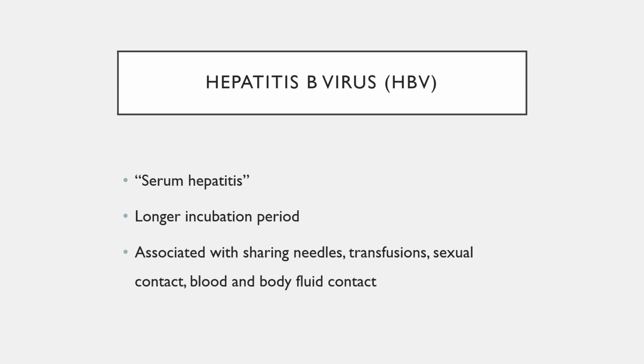It is associated with sharing needles, blood transfusions, sexual contact, blood and body fluid contact, and it can actually go from mom to baby. The incubation period is about 4 to 12 weeks, and the mortality rate is 0.5 to 1%. There's about 300 million hepatitis B carriers worldwide, and about 5,000 people in the U.S. die every year due to liver disease associated with hepatitis B virus.